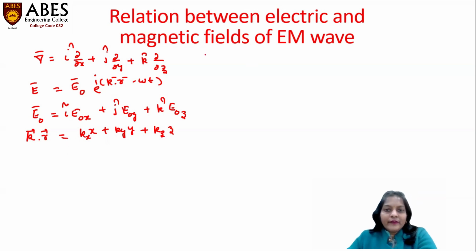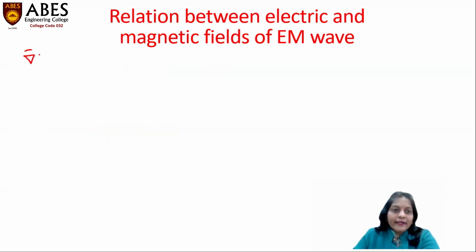So if I solve del cross E, it will be solved with the help of a determinant. So how to solve the determinant? Del cross E.